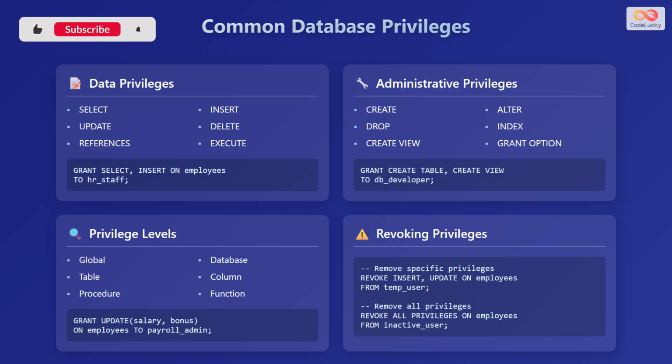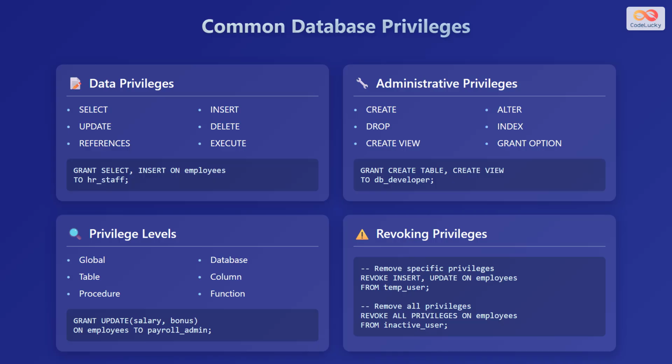Administrative privileges control access to database administration operations. These include create, alter, drop, index, create view, and grant option. The code example shows granting create table and create view privileges to the database developer.